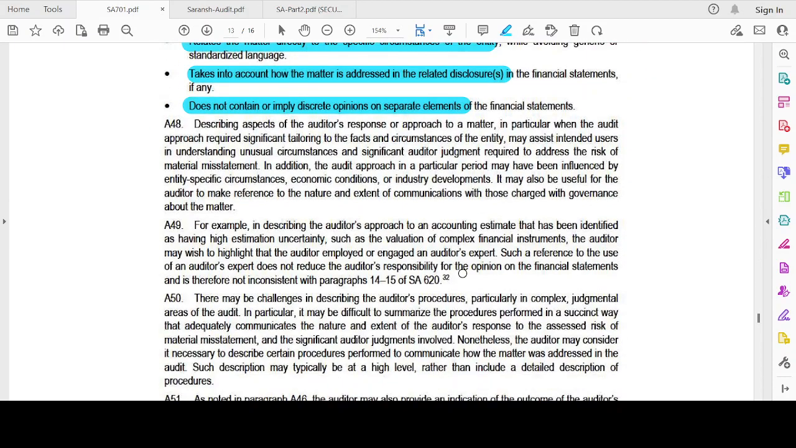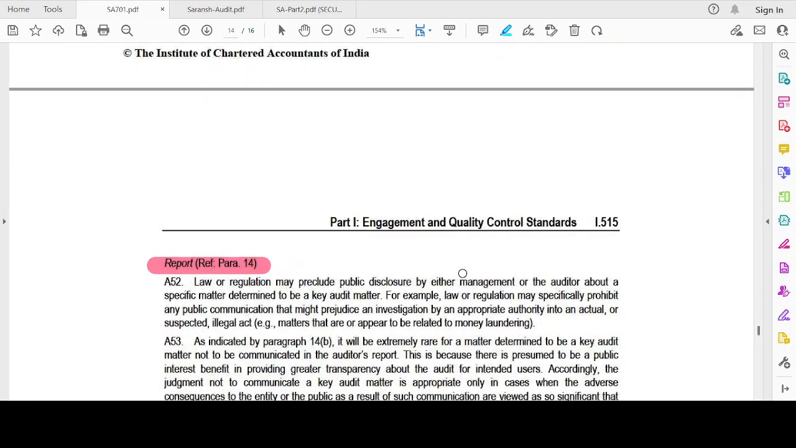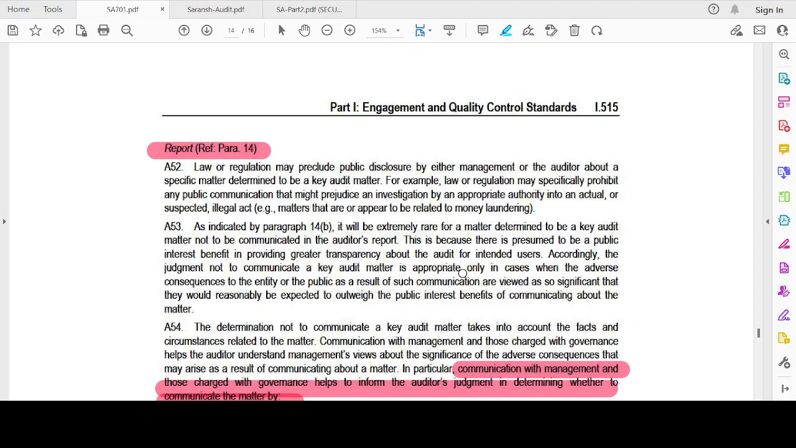Now, circumstances in which a matter determined to be a key audit matter is not communicated in the auditor's report. What are the two things? One, law or regulation may preclude the disclosure. Two, in extremely rare circumstances, I presume that the adverse consequences would outweigh the public interest benefit.